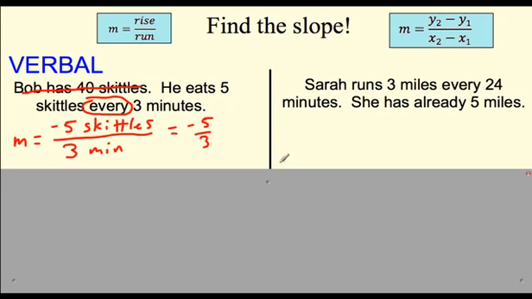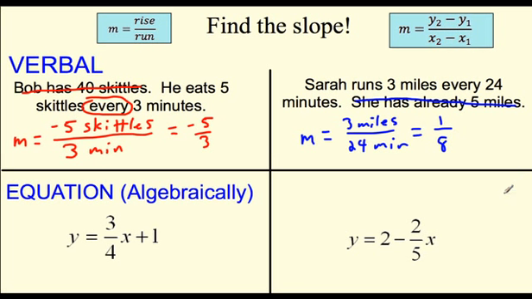Awesome. Pause it, try to read the next little situation here and see if you can do the slope of that one. All right, hopefully you came up with 3 miles every 24 minutes. Again, the fact that she ran 5 miles already doesn't really matter for us. We're looking for the change, 3 miles every 24 minutes, or you could say 1 mile every 8 minutes. That would be great to reduce that. So there's your rate of change. Fantastic.